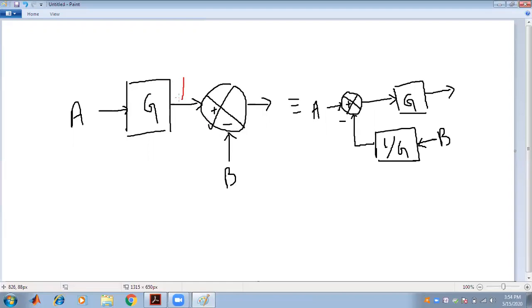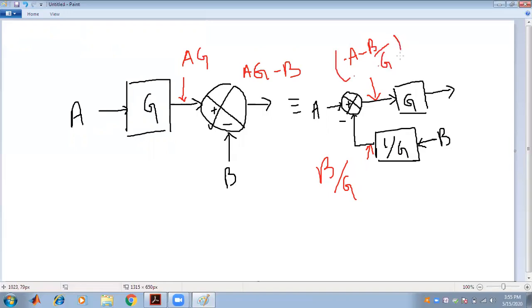So the output here is AG, because A is multiplying with the gain factor G, and in the summing point the output is plus AG minus B. So the output is AG minus B. Now take this, A is fed here and B is multiplying with 1 by G, so the output here is B by G. So the output from the summing point is A minus B by G.